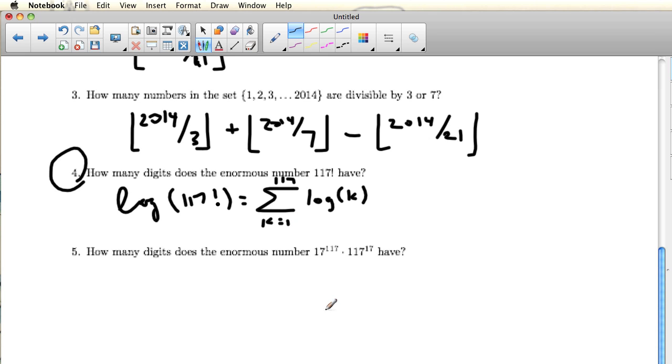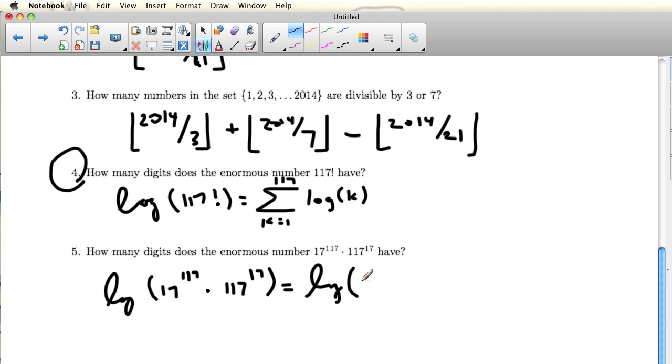This question, number 5, on the other hand, is not a bad test question because all you have to have is a scientific calculator and know the rules of logarithms. So this logarithm is just the sum of the two logarithms that make up the parts of the product. So again, the log of a product is the sum of the logs.